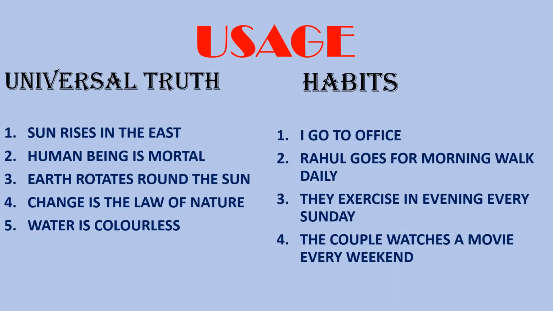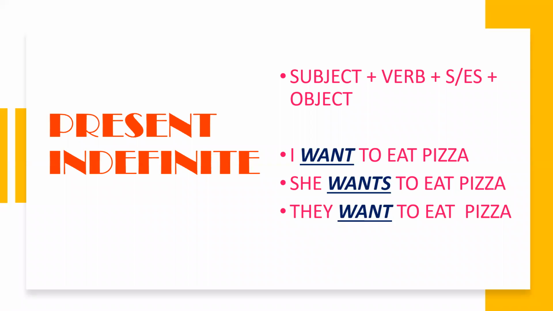Next is habits. For example, something which you do regularly. I go to office. Rahul goes for morning walk daily. They exercise in evening every Sunday. So these are some of the habits. So for habits and universal truths, we always use simple present tense. The syntax we have already seen: subject plus verb plus s or es plus object. Do not get confused, it is very simple, because in a simple sentence we only have to add s and es according to the subject.